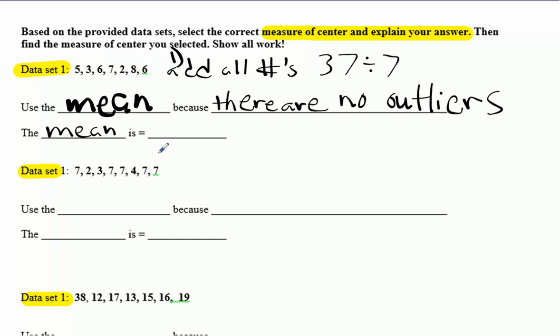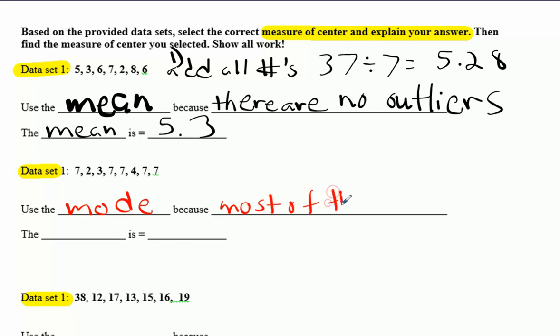Yikes, I get some crazy answer. So I'm going to round it to the nearest tenth. I actually get 5.28, so I'm going to round that to 5.3. Okay, first one. Second one, it seems that there are a whole lot of 7s here. 1, 2, 3, 4, 5 7s out of 1, 2, 3, 4, 5, 6, 7, 8. So that seems like there's a lot of 7s, so I'm going to use, in this case, the mode, because most of the numbers were the same.